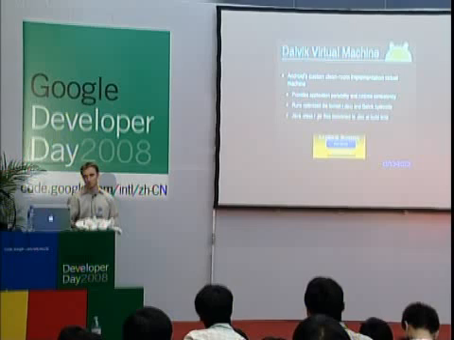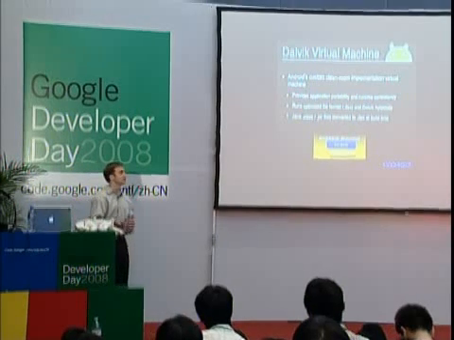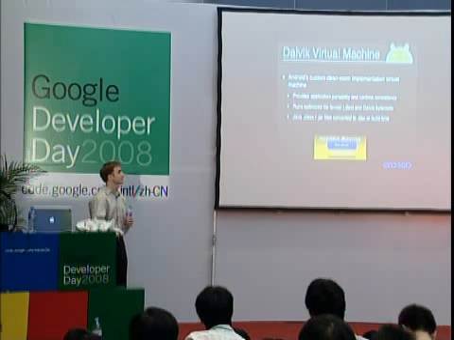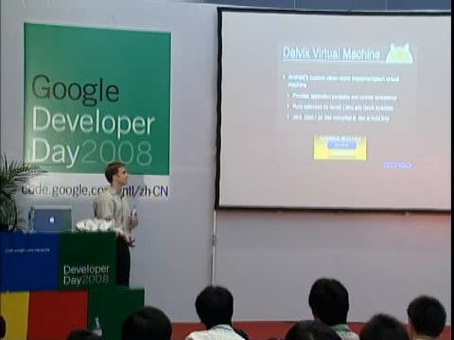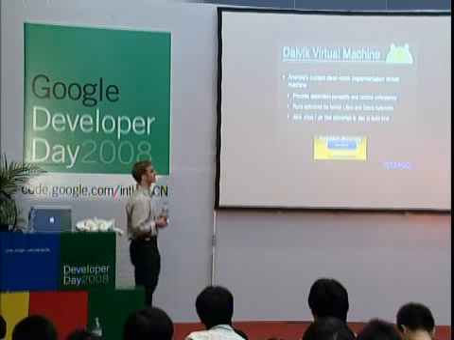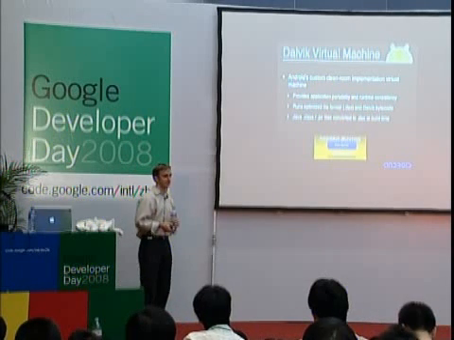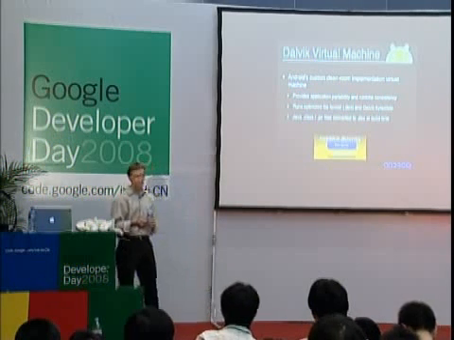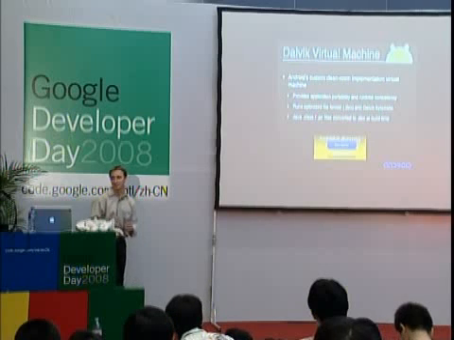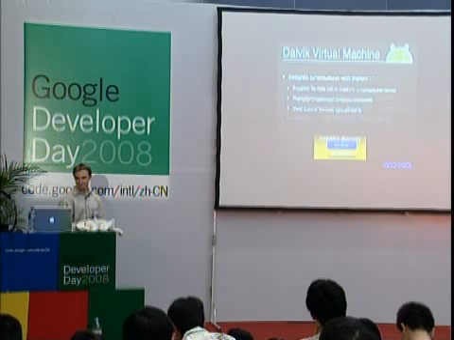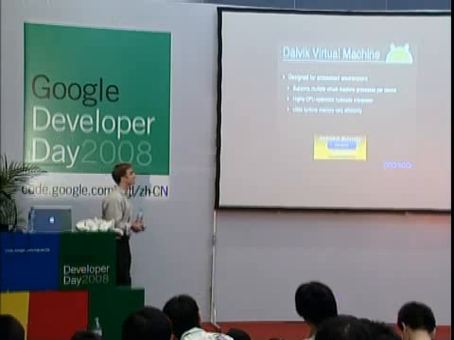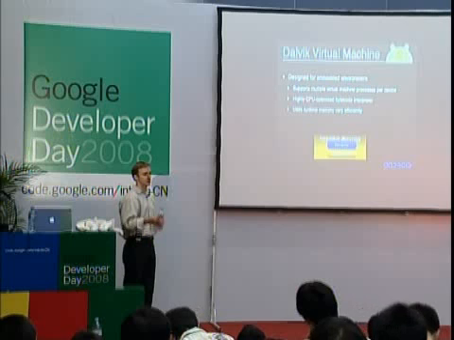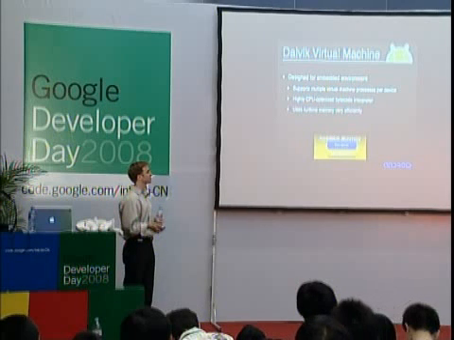It runs an optimized format, DEX or Dalvik executables, and Dalvik bytecode. This is different from Java bytecode. And Java class and jar files are converted to DEX at build time. So again, this VM is not running Java bytecode. And Dan will get into a lot more detail on Dalvik later. It's designed for embedded environments, supports multiple virtual machine processes per device, and we'll get into that a little later and see why that's important.